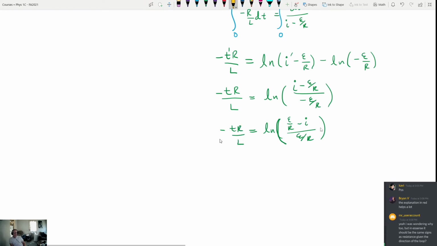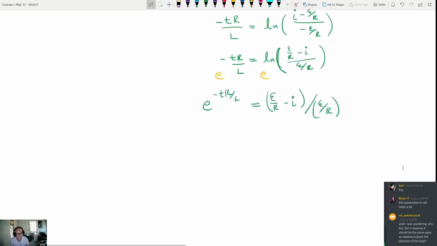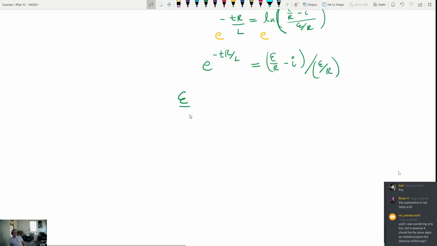We'll raise both sides to the e power, so we'll go e to this side and e to this side. So on the left-hand side, we'll get e to the negative tR divided by L. And then on the right-hand side, we're going to get just E over R minus I divided by E over R. Multiply this to the left-hand side. So we'll get E over R, e to the negative tR over L is equal to E over R minus I. Our goal is to find I as a function of time, so we're nearly there. We just need to add I to this side.